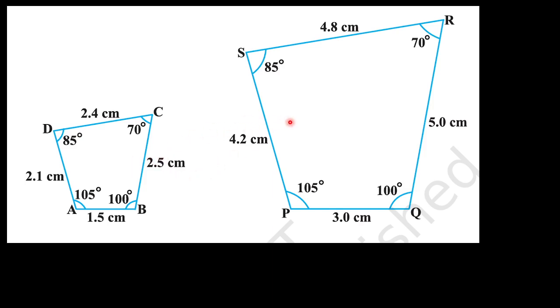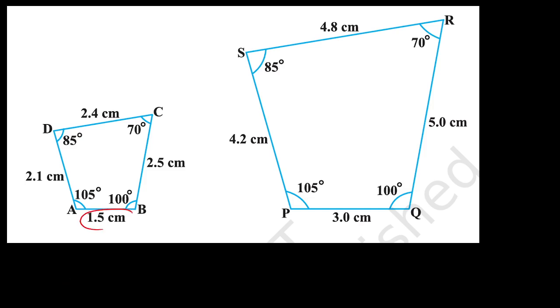Two quadrilaterals are said to be similar if they have the same angles. The angles should be identical. It is very, very important. That is the first criterion. 105, 105, 100, 100, 70, 70, 85, 85. The corresponding angles must be equal in the case of quadrilaterals. That is not sufficient. The sides should be proportional. I mean, the ratio of the sides must be identical. Not only are the angles equal, but the sides must be proportional.